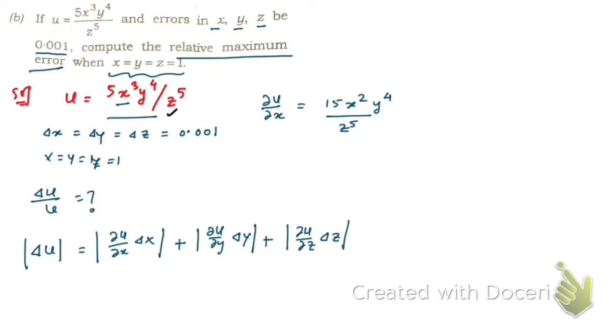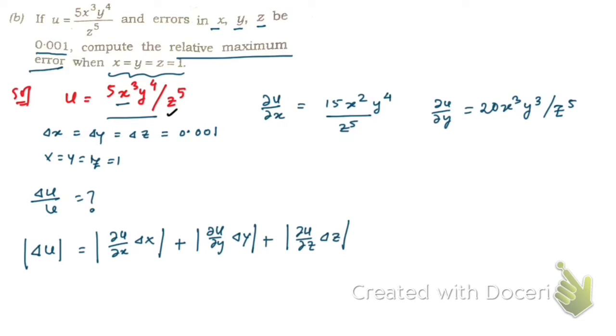So now what's going to be del u by del y? This time we're going to take y to the power 4 as the variable and the remaining terms as constant. Then in that case, if you differentiate y to the power 4, that's going to be 4y cube, and 4 fives are 20, so that's going to be 20 x cube y to the power 3 divided by z to the power 5, right?